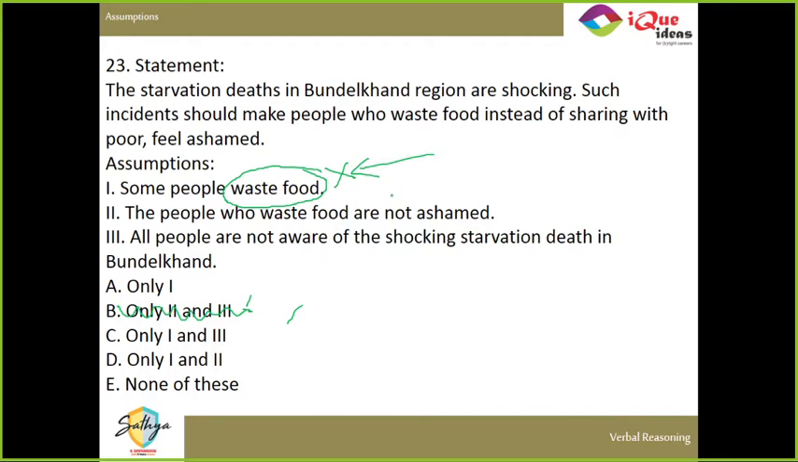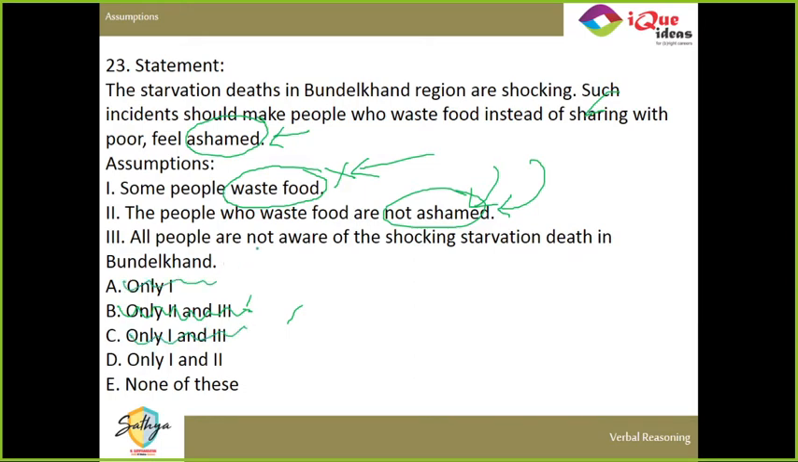Is he assuming that people who waste food are not ashamed? See, if people who waste food are not ashamed, then obviously he will make a statement like this, that they should feel ashamed. Because if they're already ashamed, then why should he say that? If people who waste food are already ashamed, there is no need for him to say it. So obviously he's assuming that people who waste food are not ashamed, and hence he said that they should be. So even the second one is definitely there.